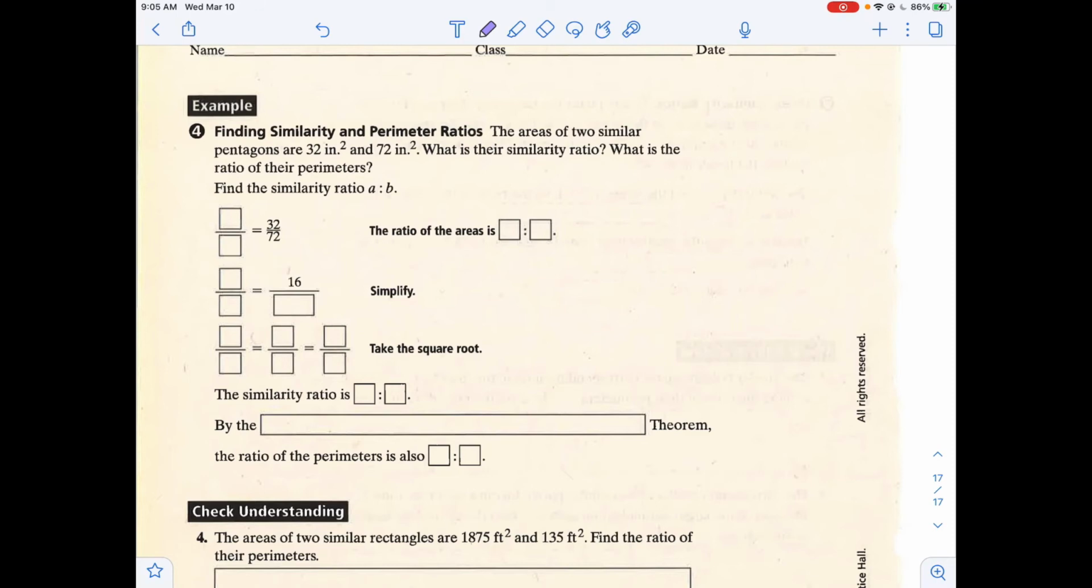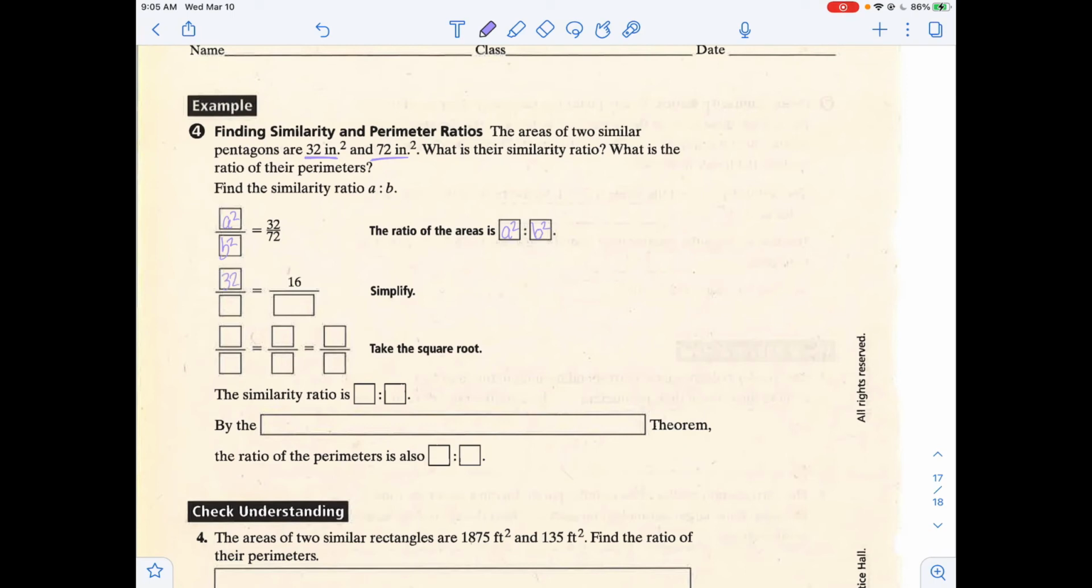So we know that the ratio of the areas, A squared over B squared, is the similarity ratio squared. Because the ratio of the areas works out like that. Well, in this case, we know that A squared is 32, or the area of one of the smaller pentagons is 32 and the larger is 72. So A squared over B squared equals 32 over 72.